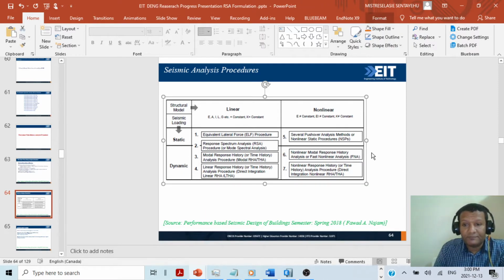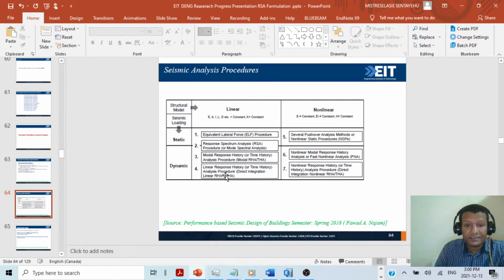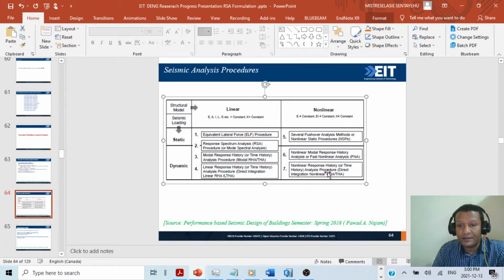So we shall see time history analysis and response history analysis. Linear response history or time history analysis procedure. This is direct integration. We just have to solve the uncoupled equation of motion directly with numerical integration techniques, Newmark or other, Wilson theta and other techniques. We shall see. Non-linear, we have pushover analysis. This is also part of our plan. So we have non-linear modal response history also, fast non-linear analysis. Again, we have non-linear response history analysis.